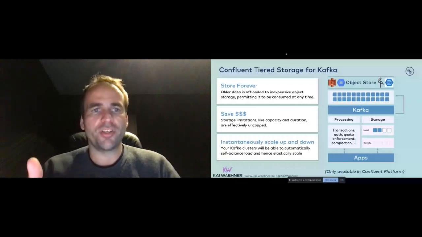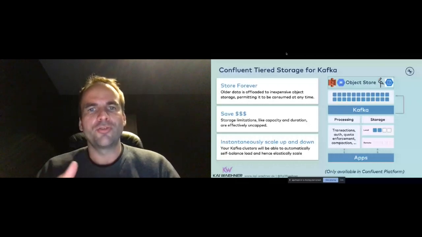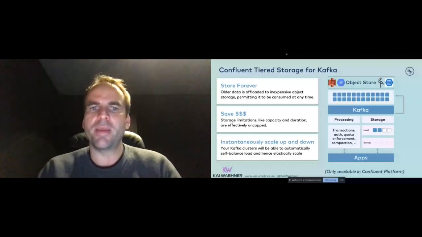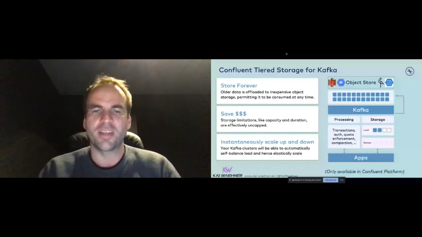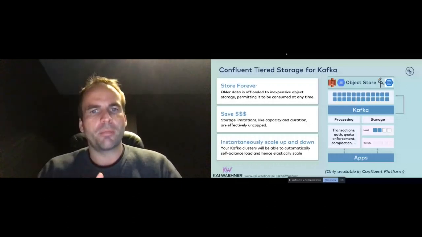And with tiered storage, then you can save a lot of money, but still store data long-term in Kafka to reprocess historical data in an event-based manner. And that's really huge. And also scalability gets much better because if you think about a disk crash, for example, if you need to synchronize terabytes of data in a Kafka cluster, this can take hours.